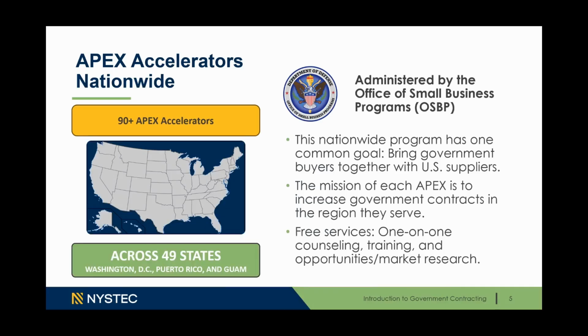So we used to be under the Defense Logistics Agency, and that changed a couple of years ago when we moved to OSBP and changed our name to APEX Accelerators. There are about 90 programs across the country and in the territories that the United States covers. Right now, we have programs in 49 states plus DC, Puerto Rico, Guam, and the Virgin Islands.